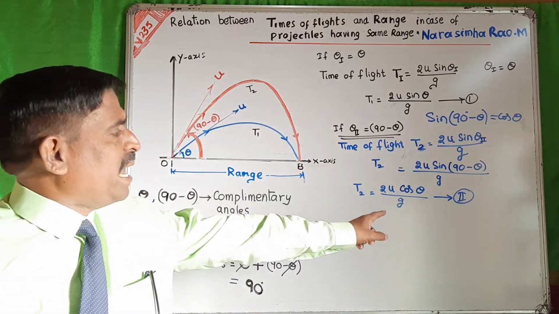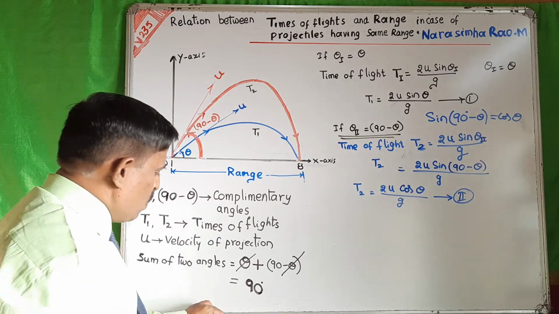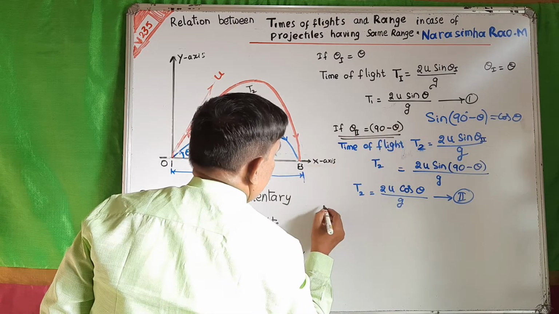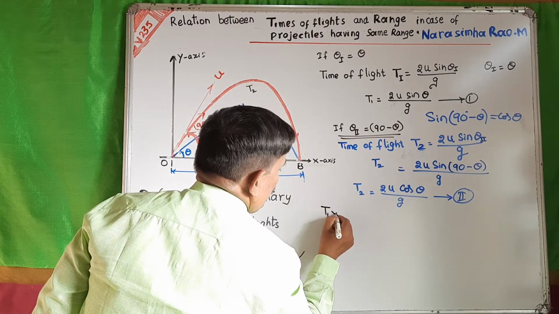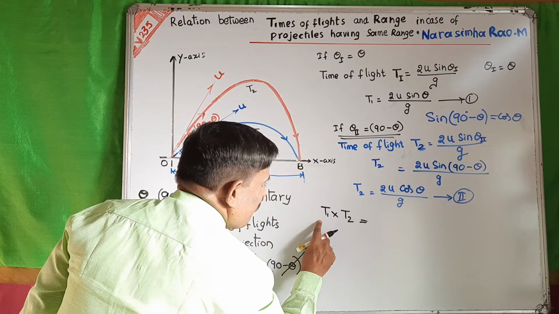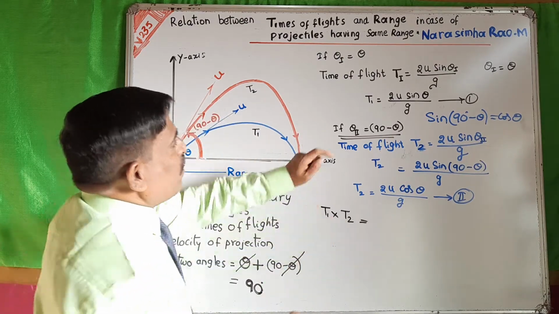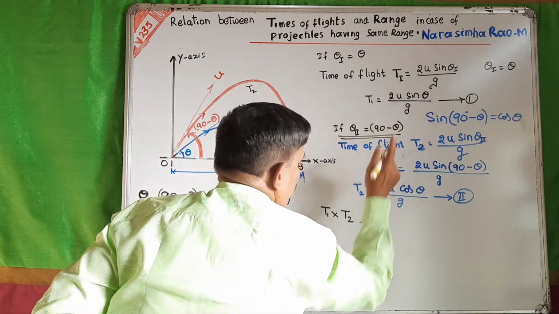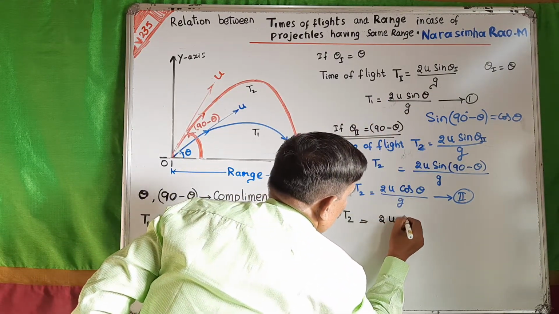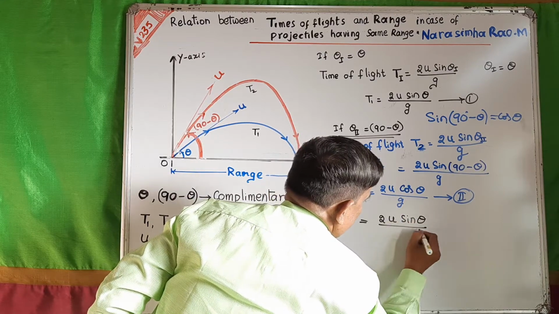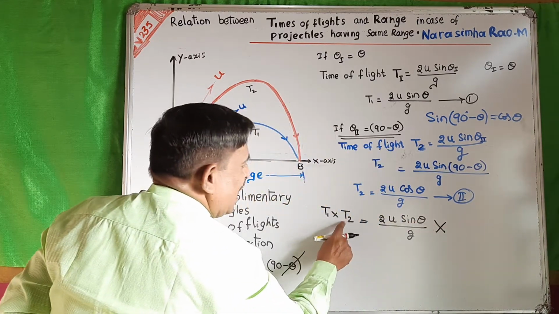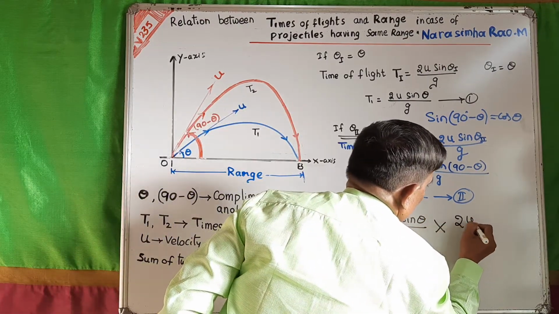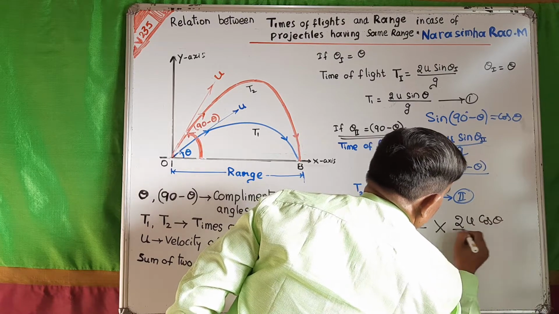I am multiplying equation 1 and equation 2. T1 into T2. T1 means 2u sin theta by g, into T2. T2 means 2u cos theta by g.